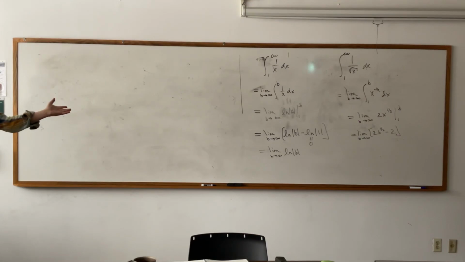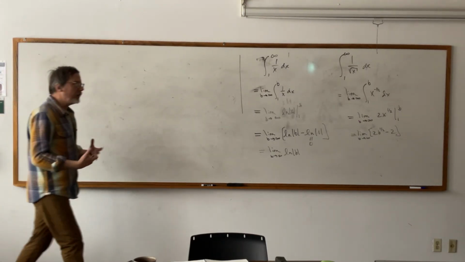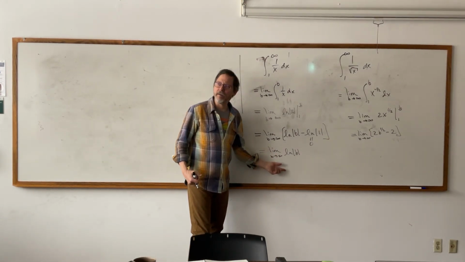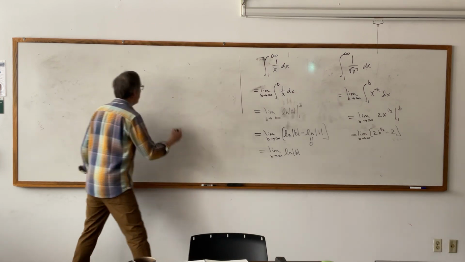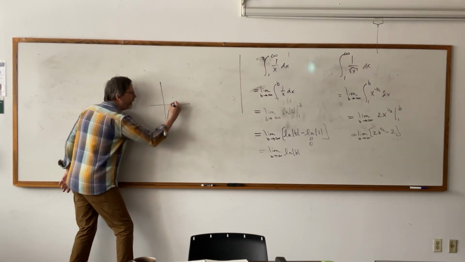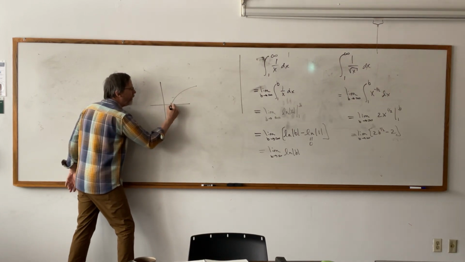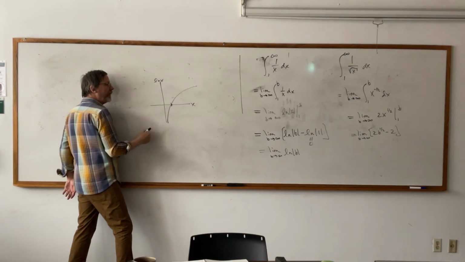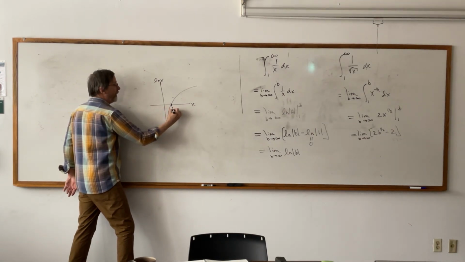How are these looking? Are we agreeing on the computational aspects of this? What is this limit? Positive infinity. If we pull out a graph of natural log, it looks like this. Good thing to be able to reproduce. So if this is x, this is natural log of x. We know that natural log of 1 is 0.